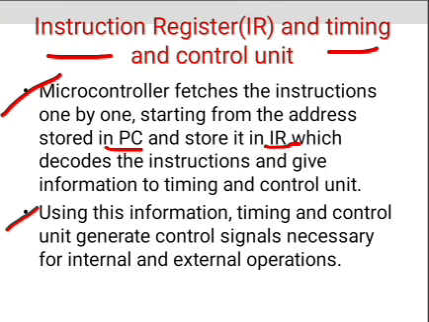Using this information, the timing and control unit generates the control signals necessary for internal and external operations. That means it generates four signals: PSEN, ALE, EA and RST.